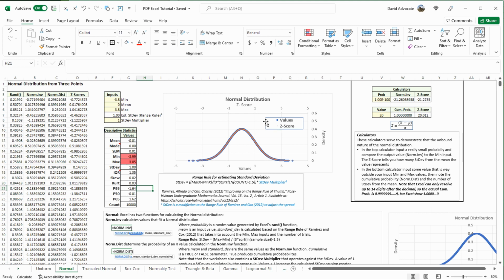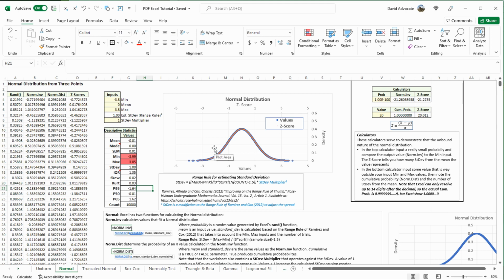In this case we can use what's called the range rule. In 2012, Ramirez and Cox published a paper improving the range rule of thumb. And it goes like this: the standard deviation is the max minus the min divided by 3 times the square root of the natural log of the count minus 1.5.